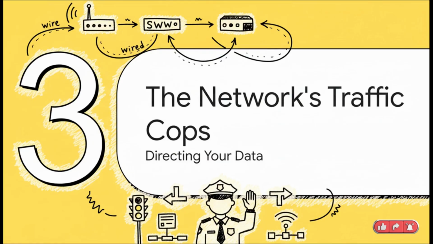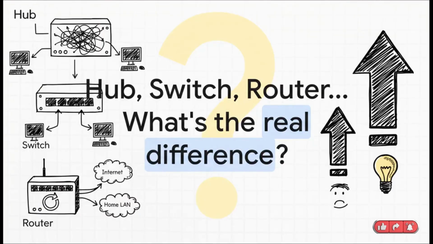These are the devices that actually manage and direct all that information zipping around. Yes, the classic question. Hub, switch, router. They kind of look the same, they all have a bunch of ports, but they operate on completely different levels of intelligence. So let's break it down and go from the dumbest device to the smartest.